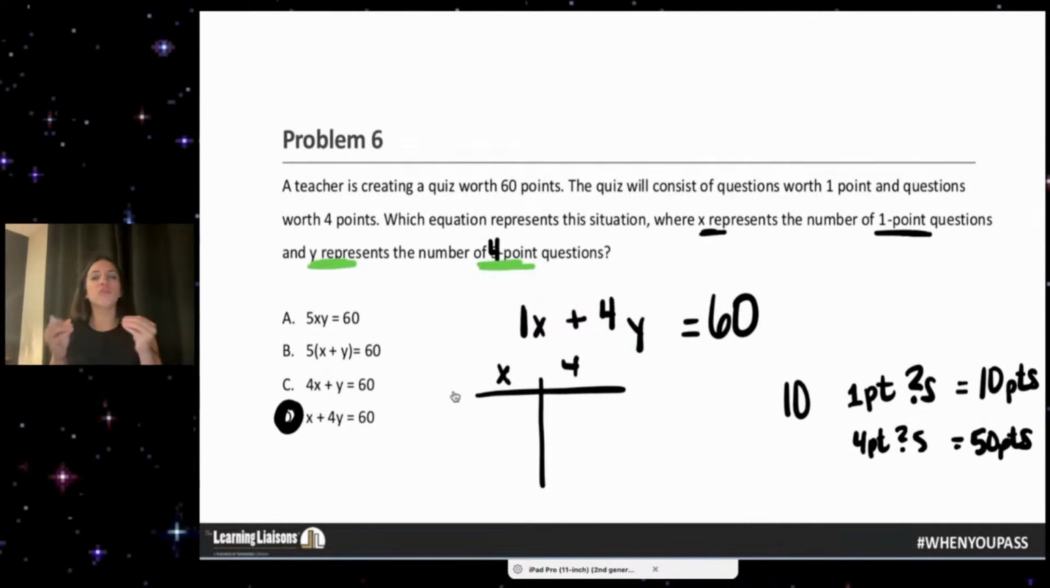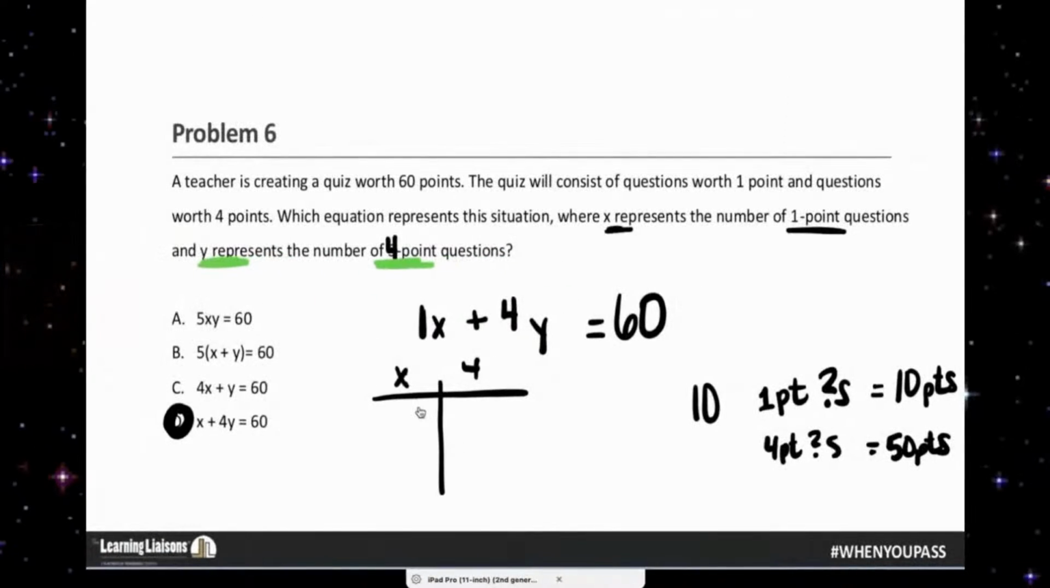So what I want you to recognize in this situation is we're not going to mix our X's and our Y's or our 1 point and our 4 point values, because what that's going to do is add apples and oranges, and that's not what you want to do. You want to make sure that you are multiplying the correct thing by the correct variable that matches so that we can get an accurate equation out of it. Does that make sense? All right, let's move on to problem number 7.